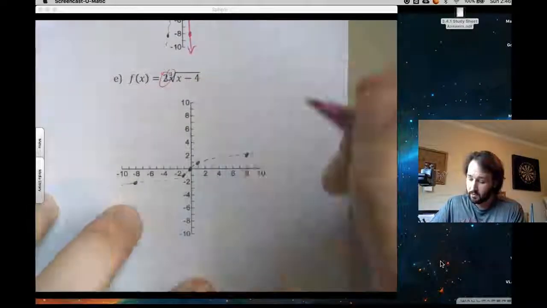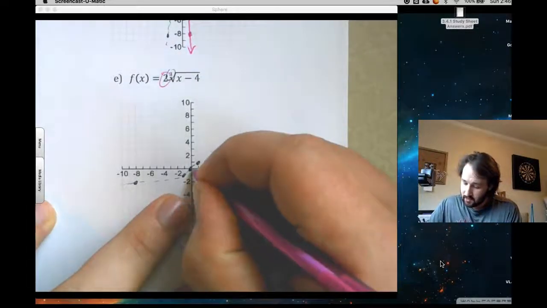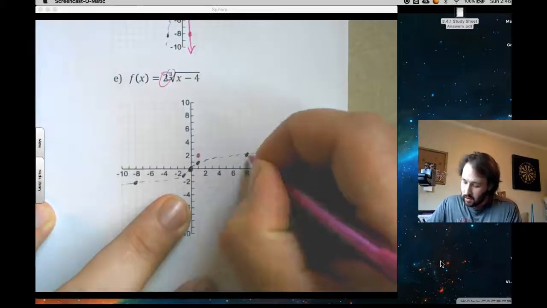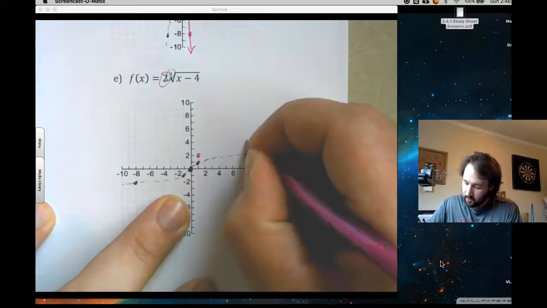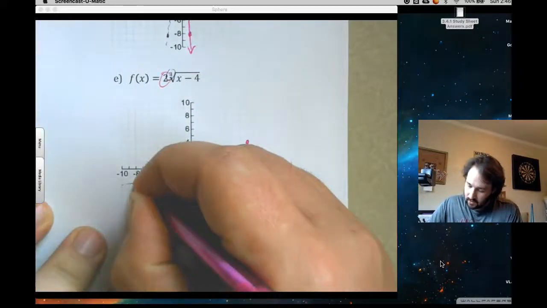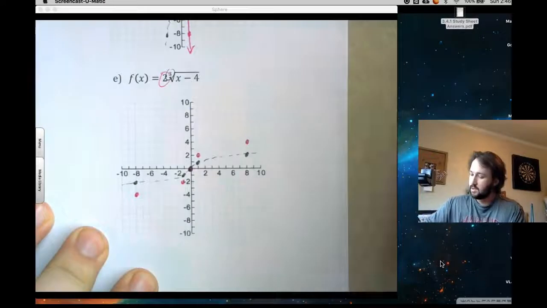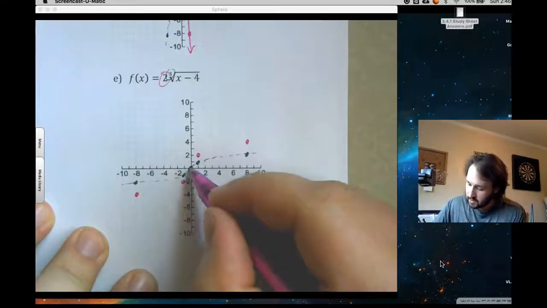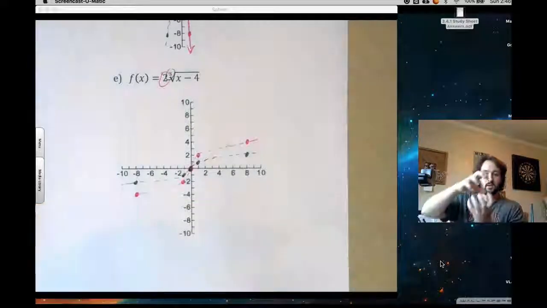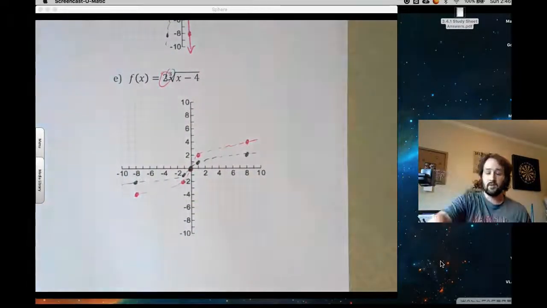So I'm going to multiply my y values by 2 first. So 0 times 2 is 0. 1 times 2 is 2. 2 times 2 is 4. Same thing in this direction. -1 times 2 is -2. -2 times 2 is -4. So now what I'm going to do with those points, because this is just when I stretch it by a factor of 2, right? So that's just stretching my graph, multiplying the y's by 2.